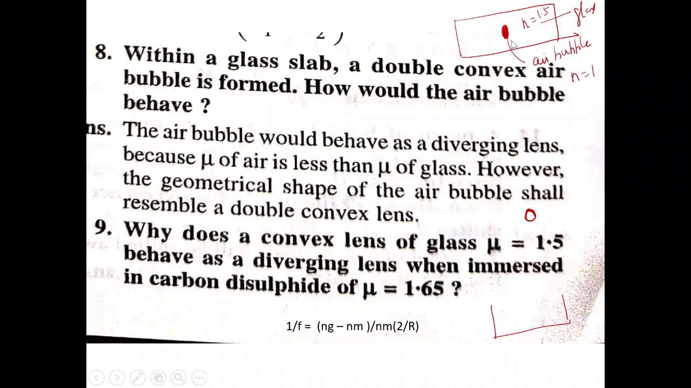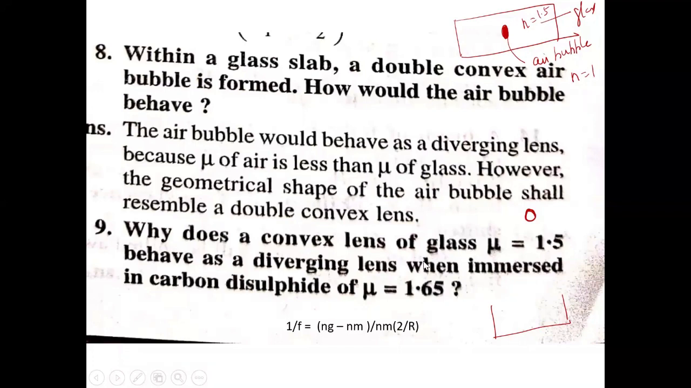Okay, let us come back to this question. This air bubble will behave like a convex or concave lens? Imagine an air bubble trapped inside a glass slab. Will it behave like a concave lens? Good. The refractive index of the air bubble is less than that of the glass slab here. So it will behave like a concave lens.